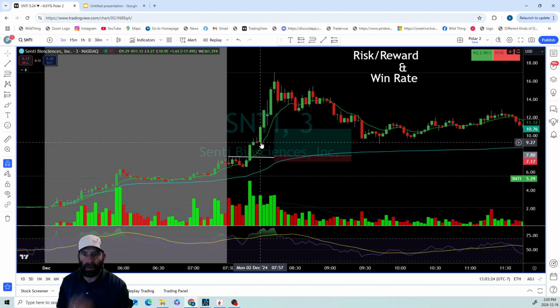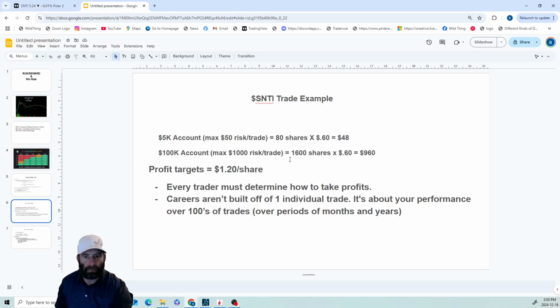So if we've got a $5,000 account and we want our unit of risk to be about $50, we just take our stop loss, which was 60 cents, and times that by 80 shares. That gives us a max loss of $48 there. That's close enough to $50.